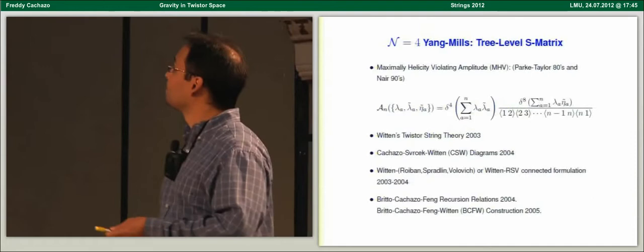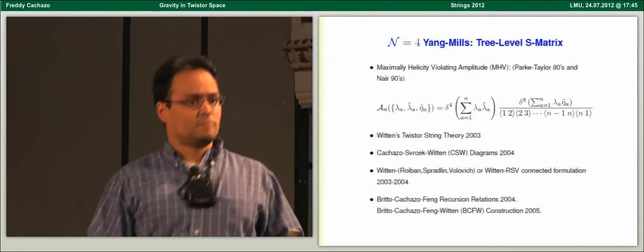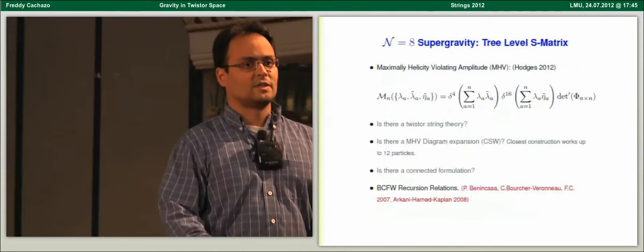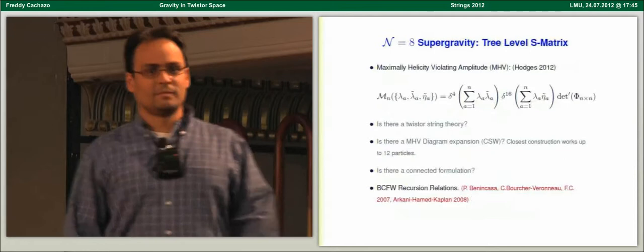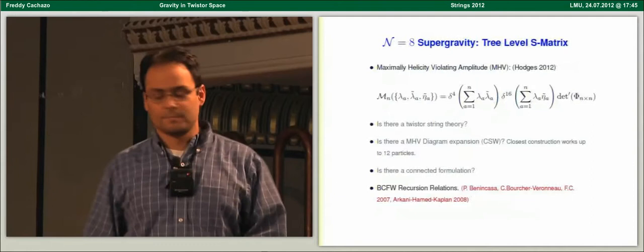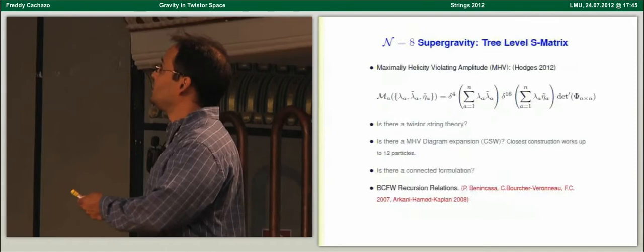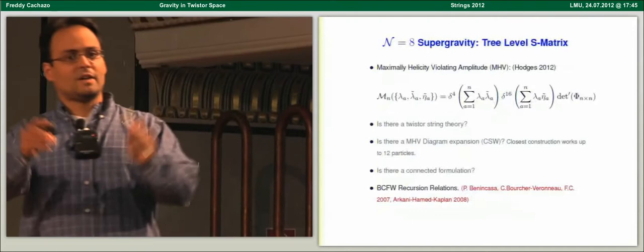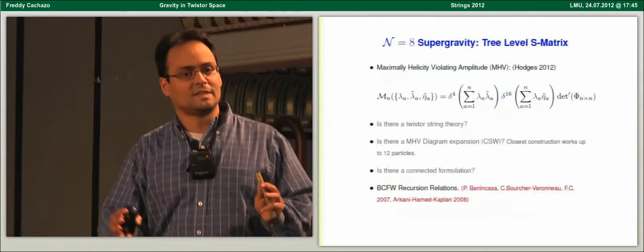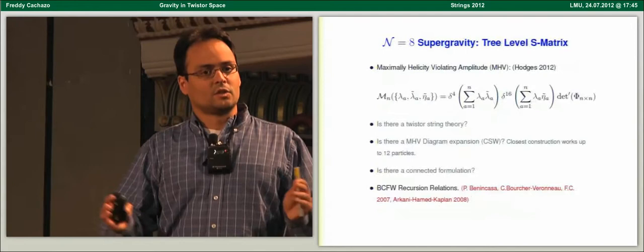Okay, so many more things started to happen since 2005, but as I said, the reason I'm not going to review them is that for N=8 supergravity, much less is known. First of all, we had to wait until 2012, just recently, to get the analog of the Parke-Taylor formula. This is work done by Hodges, where all MHV amplitudes are condensed in this simple-looking formula, where the simple factor that you saw in Yang-Mills is now replaced by a determinant. The prime means that this is a determinant of an n by n matrix that has rank n minus 3, so you have to define a pseudo-determinant to make sense out of it.